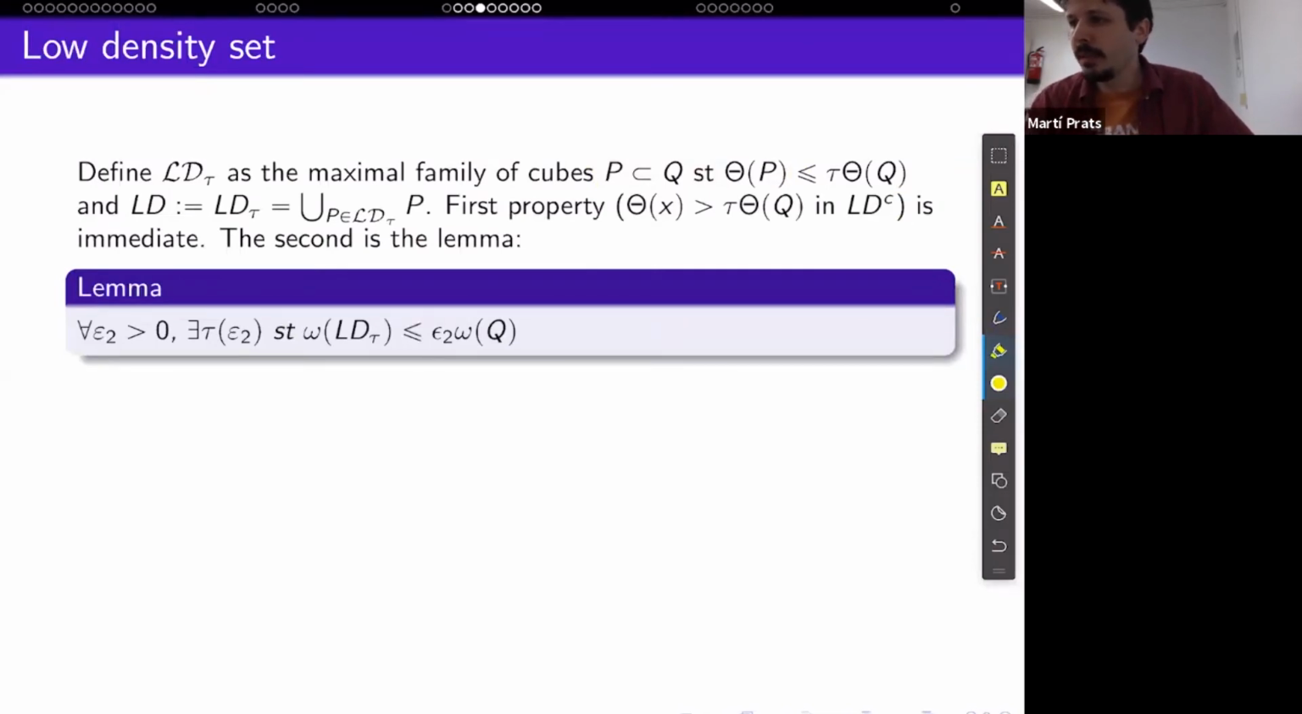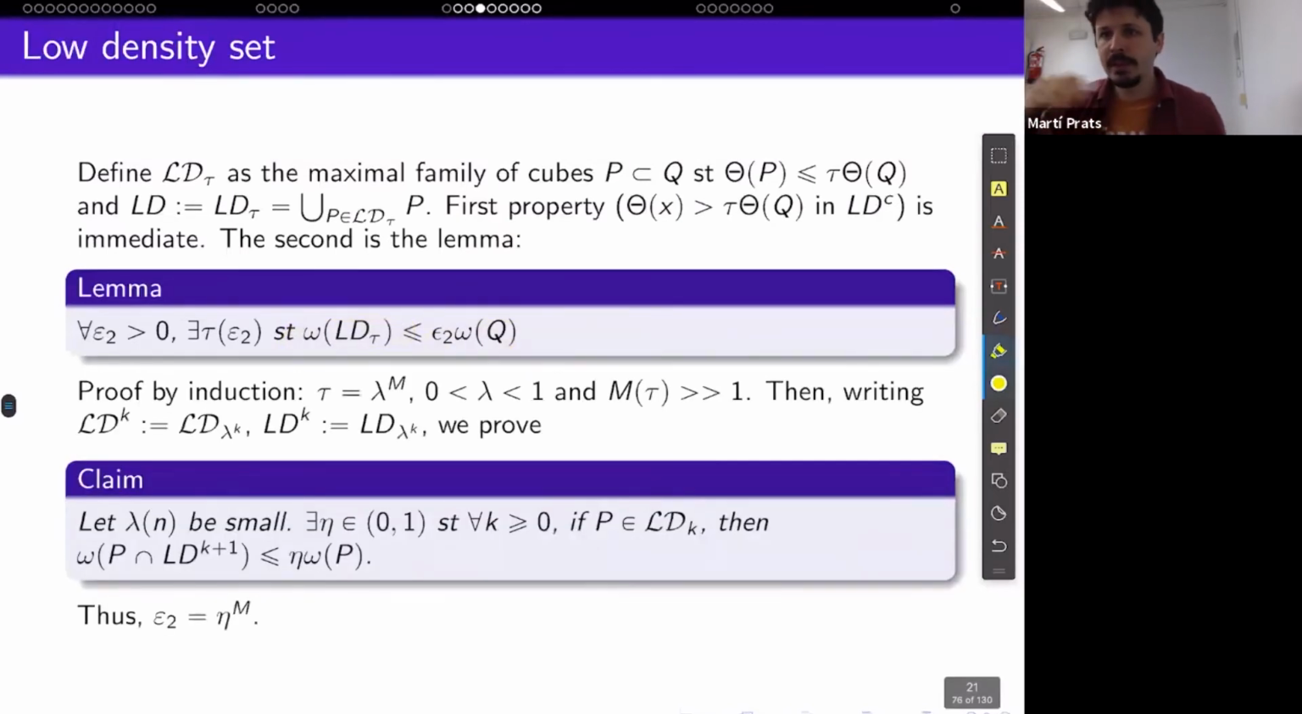Okay, we need to see that the measure of the low density set is very small. And this is done scale by scale. We perform an induction argument here. So you take tau to be like lambda to the power n, where lambda is just a fixed value, and assume that m of tau is very big. I don't know what m is now. Well, whatever. Tau is very small.